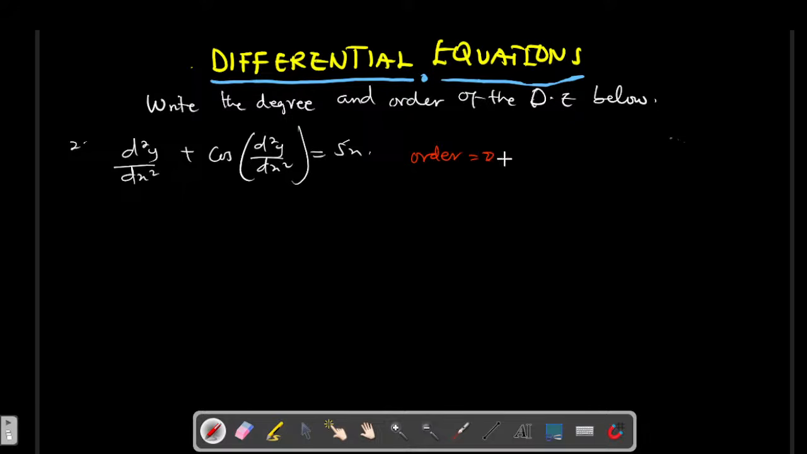Now, what is degree? My degree here is simply equal to the highest power to which the second derivative is raised.